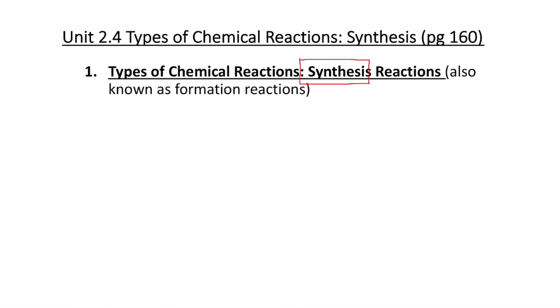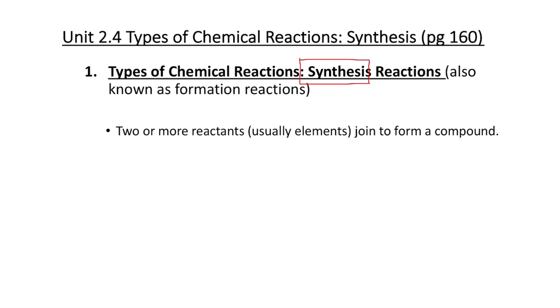Types of chemical reactions. Specifically, we are looking at synthesis reactions, and this corresponds to page 160 in your textbook. So the first type of reaction that we are going to be looking at is what is called a synthesis reaction. It may also be referred to as a formation reaction. So 2 or more reactants, usually elements, join to form a compound. So it is possible that it does involve smaller compounds instead of elements, but it's usually elements.